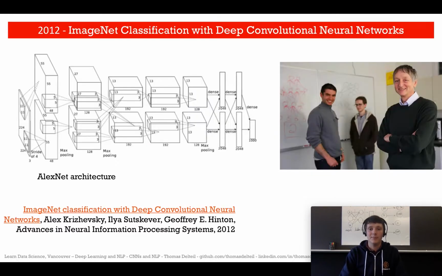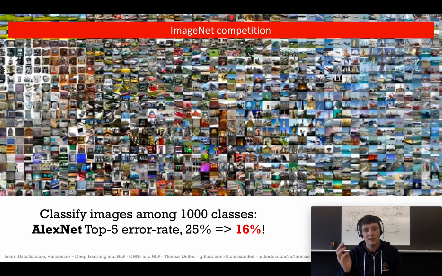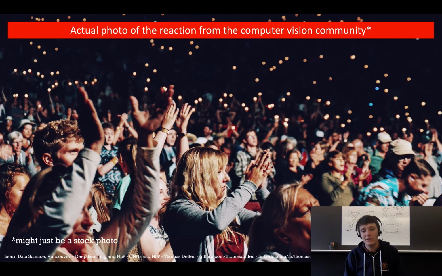So, convolutions, what are they? In 2012, these three gentlemen, Alex Krizhevsky, Ilya Sutskever, and Geoffrey Hinton, published this paper about a network called AlexNet, which for the first time applied deep convolutional networks with efficiency, and they proposed it at the NIPS conference, and they applied it inside the ImageNet competition. The ImageNet competition is about classifying images among 1,000 classes. Before AlexNet, the top 5 error rate was 25%. When they introduced their network, they managed to reach 16%, which is a massive improvement in a field that was kind of stagnating. So the reaction from the community was very appreciative.